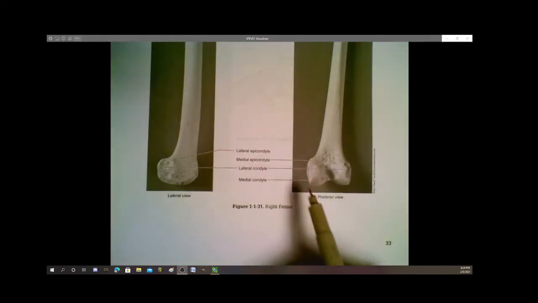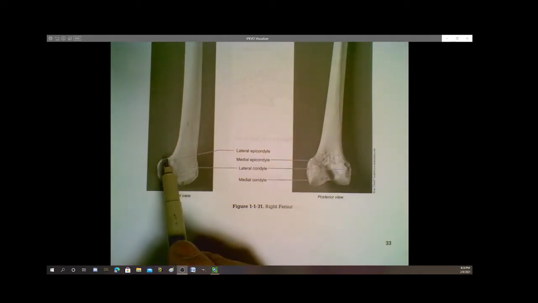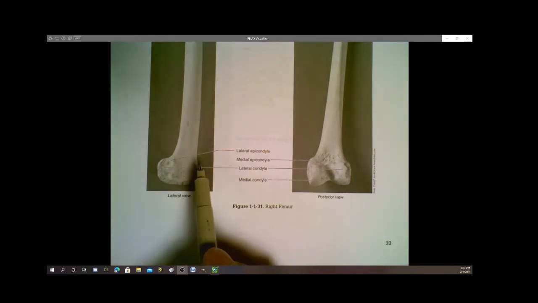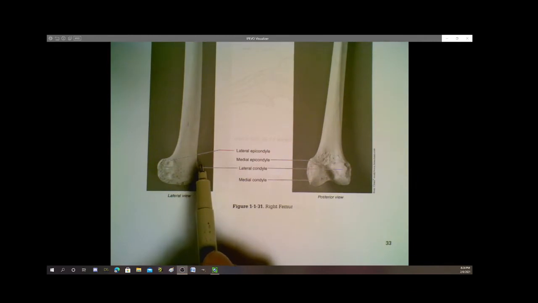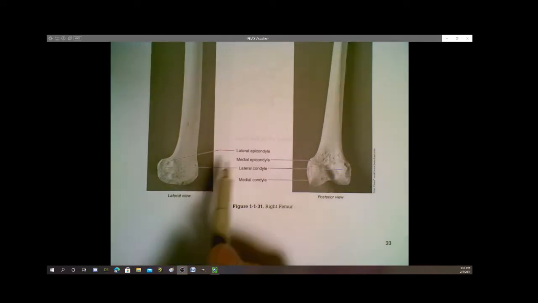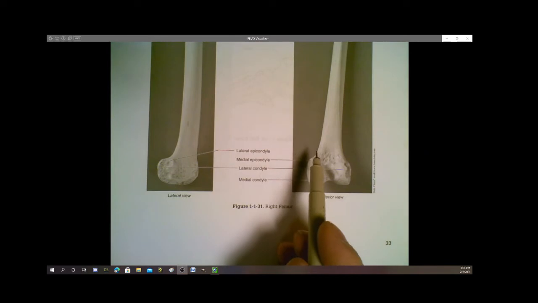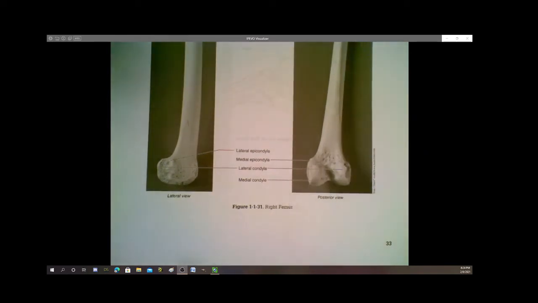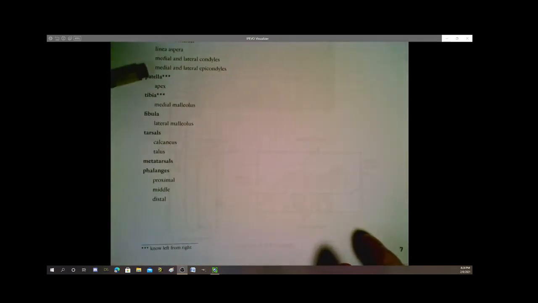And this is the back of the femur. The front of the femur, you can still see it. See this bump on the side? That's the medial epicondyle. And then this little bump on the outside is the lateral epicondyle. So we have these condyles, and the condyles are the rounded knobs at a joint, and then the little bumps above them are the epicondyles. Now that takes care of the femur. So that's all you got to know.